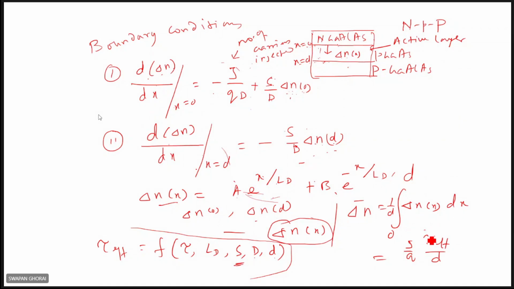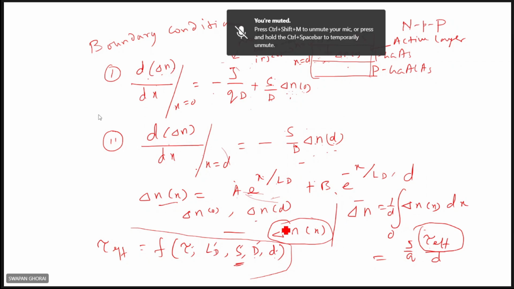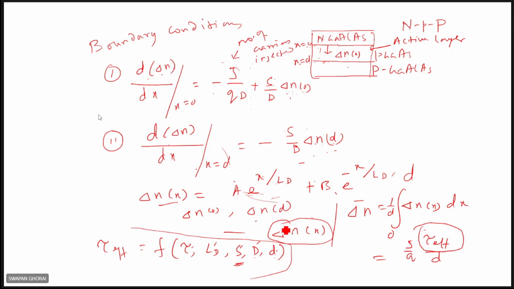You can see it in Kaiser, it is given, but that expression is replaced by this tau effective, the effective carrier lifetime. The parameters include the lifetime tau, diffusion length, surface recombination, diffusion constant, and thickness of the active layer. So this gives the average carrier concentration. From this we can calculate the power emitted by the LED.